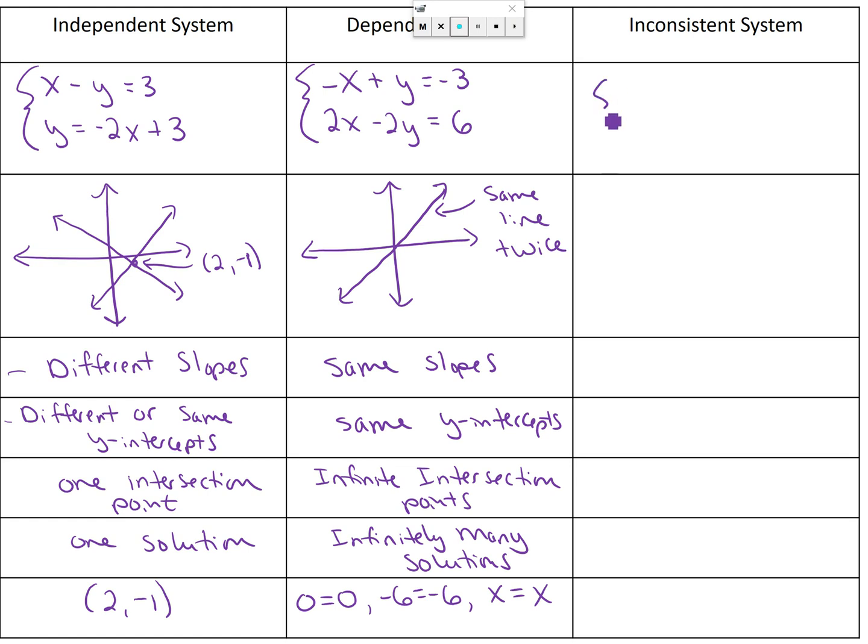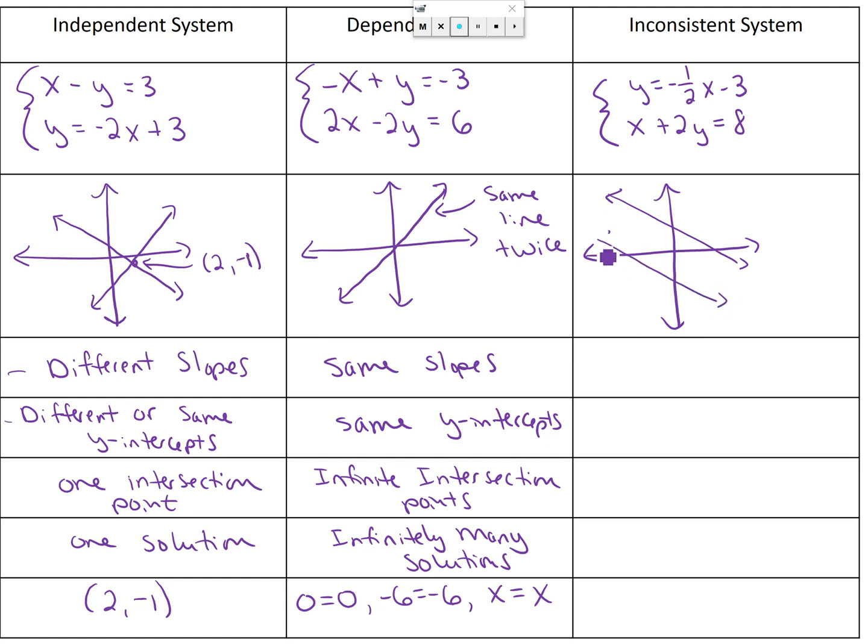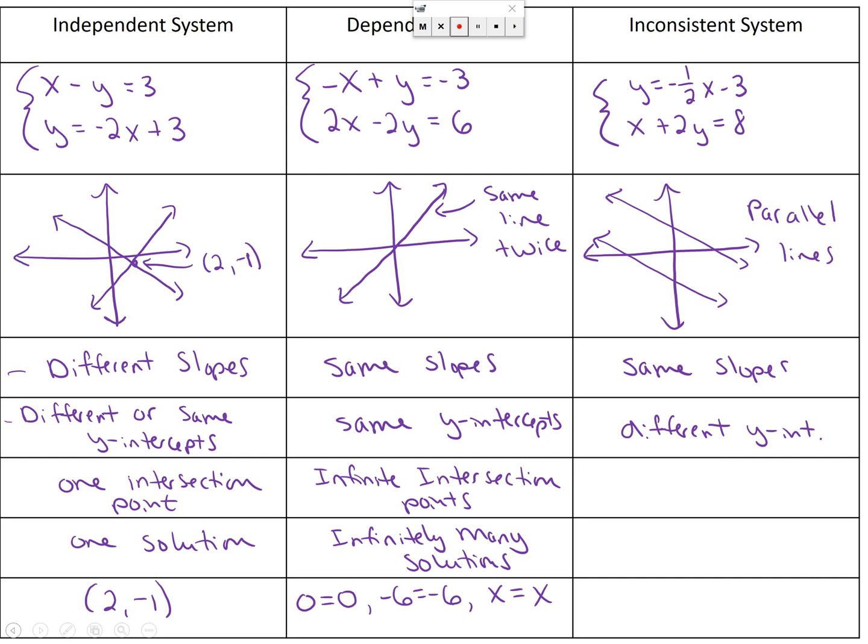The last type we just saw, it's called an inconsistent system, but again, I'm not going to test you on the names of them by any stretch. The last type of system, we had parallel lines. To get parallel lines, your slopes were the same. Y-intercepts had to be different. Different y-intercepts, no intersection. So no solution.